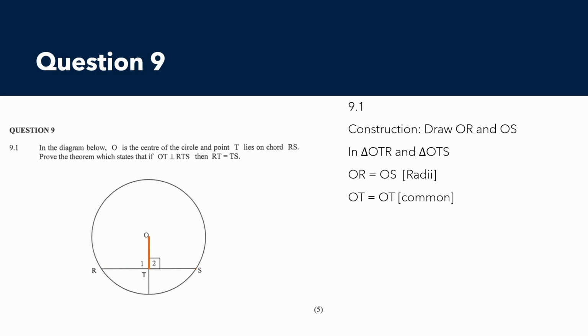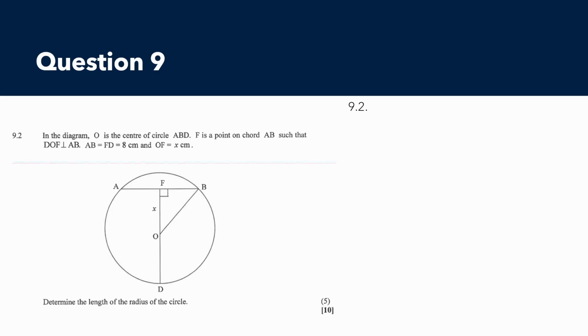OT is equal to OT, that is a common side to both my triangles. And finally, angle T1 is equal to angle T2, and they are both equal to 90 degrees. Angles on a straight line was the reason I used, and hence I can conclude that triangle OTR is congruent to triangle OTS. Moving on to question 9.2.